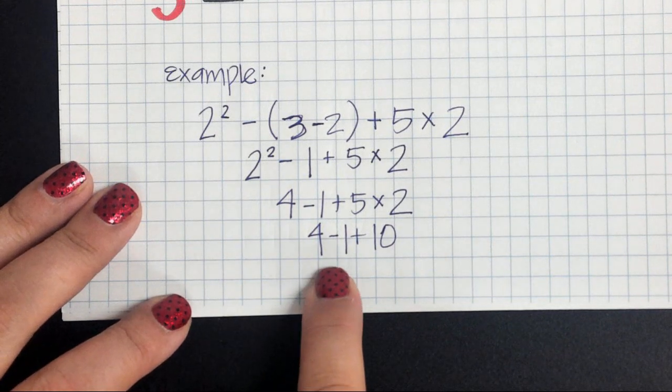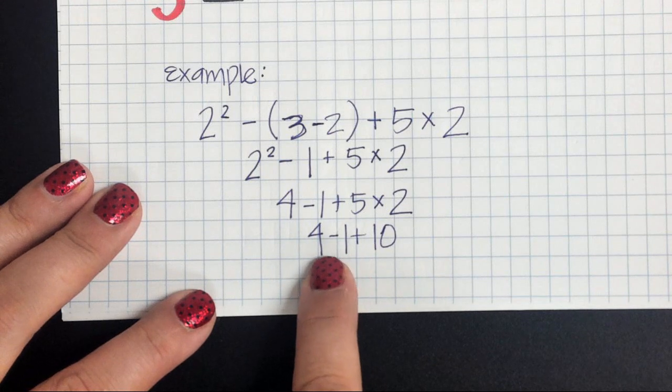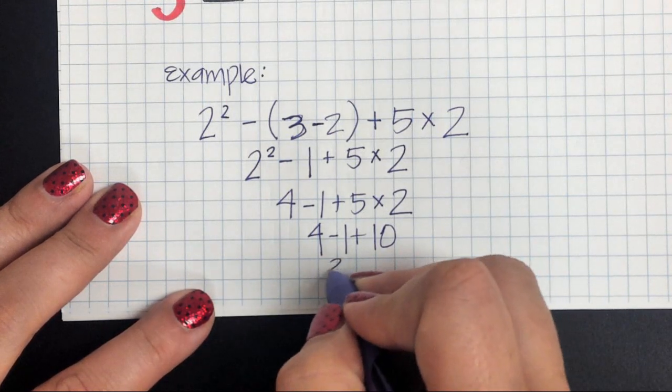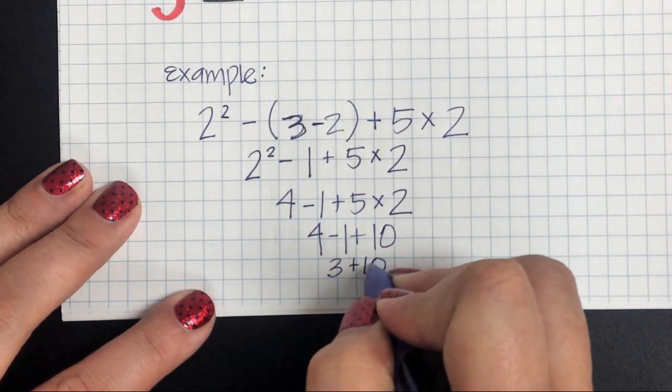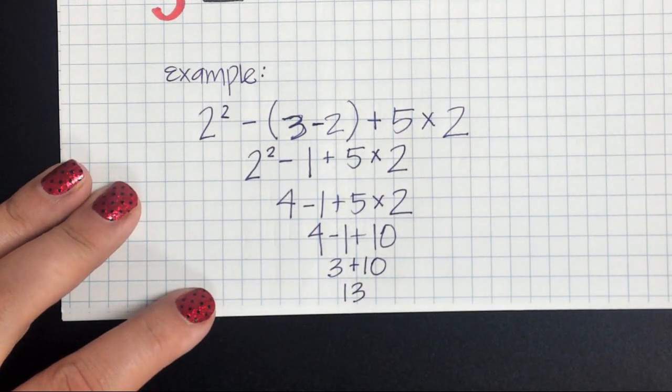So what do we get to first? 4 subtract 1, which is 3. Absolutely. We get to subtraction first. So 4 minus 1 is 3 plus 10. So our answer is 13. Fantastic. See how that looks nice?